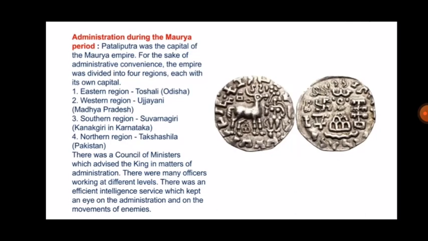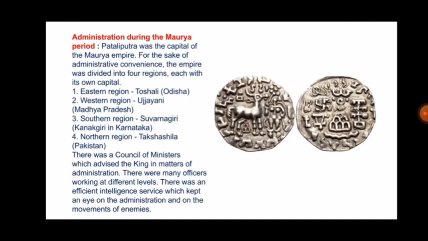There was a council of ministers which advised the king in matters of administration. There were many officers working at different levels. There was an efficient intelligence service which kept an eye on the administration and on the movement of enemies. They had even kept people to look after it. So overall, you can say that the administration system was very effective.